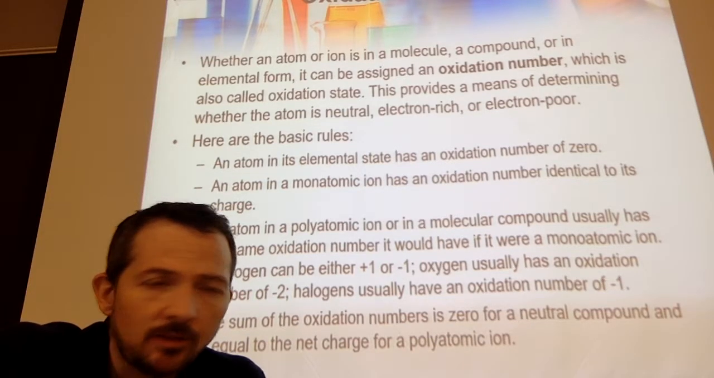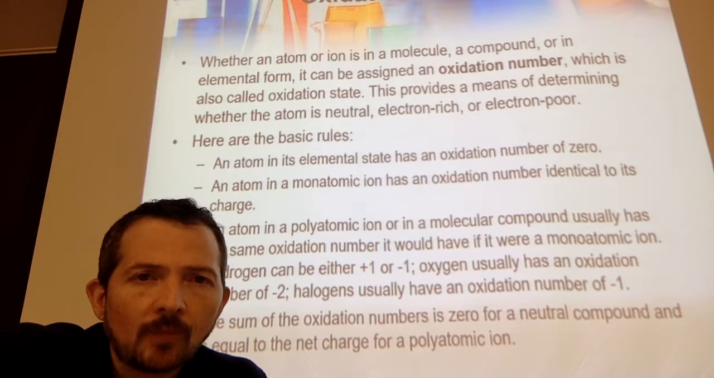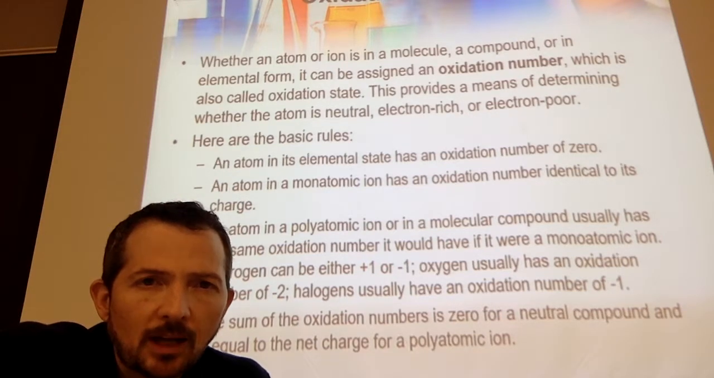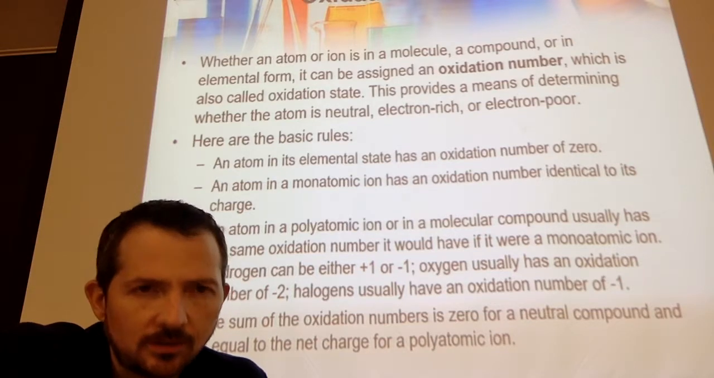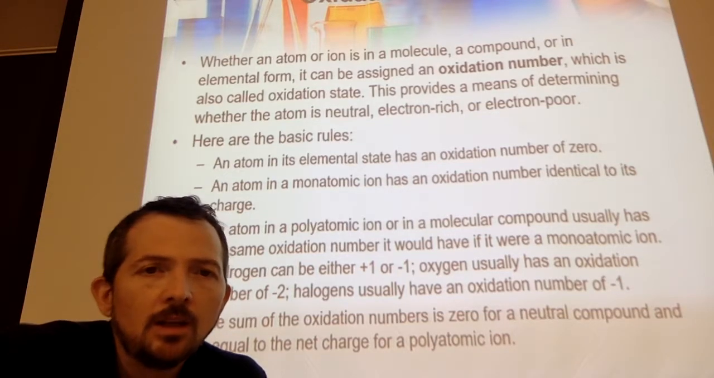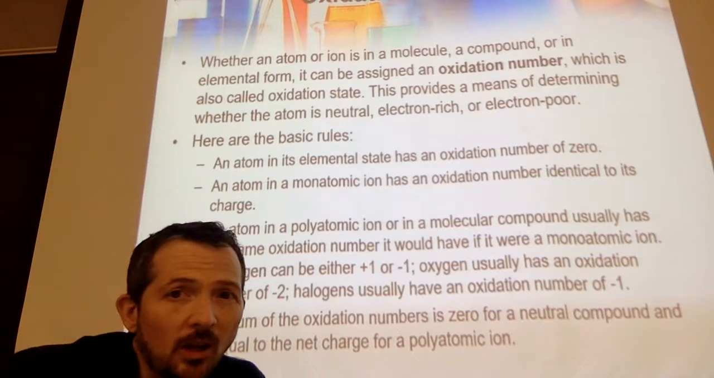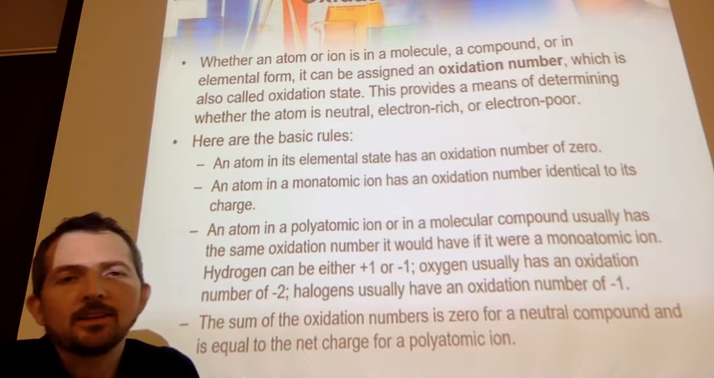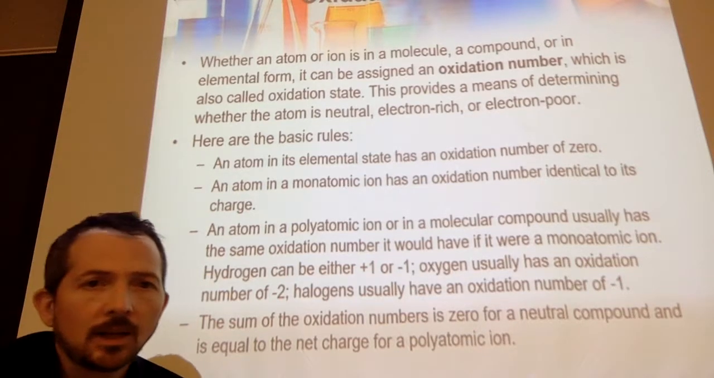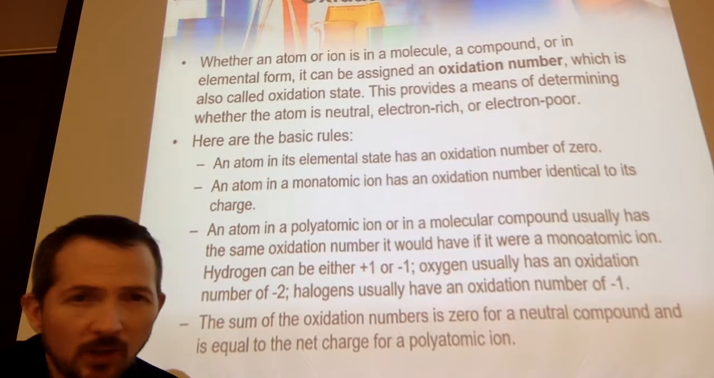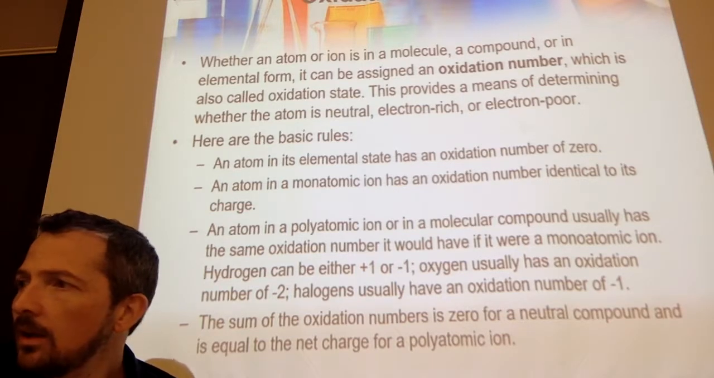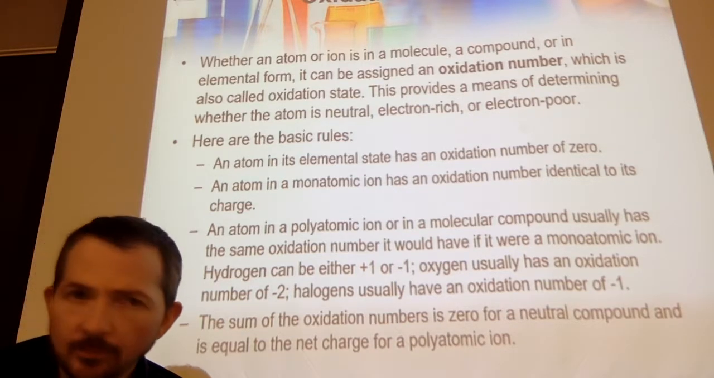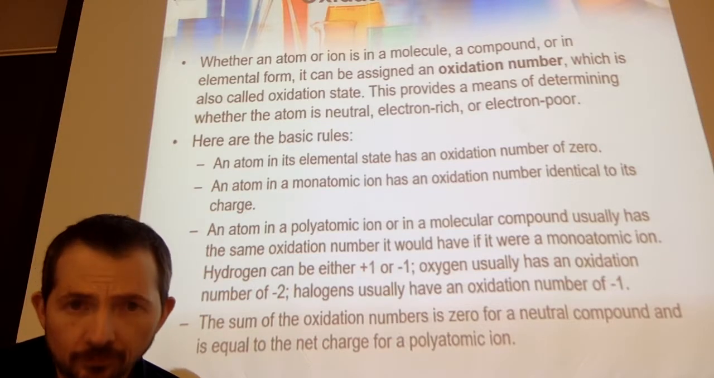So if it's an element, oxidation number 0. An atom in a monoatomic ion has an oxidation number identical to its charge. So wherever the charge is, that's the oxidation number. Now if it gets into a polyatomic ion, it usually has the same oxidation number as if it was a monatomic ion. Hydrogen can be either +1 or -1. Oxygen's usually -2. Halogens usually have -1. And from there, you can figure out your others.